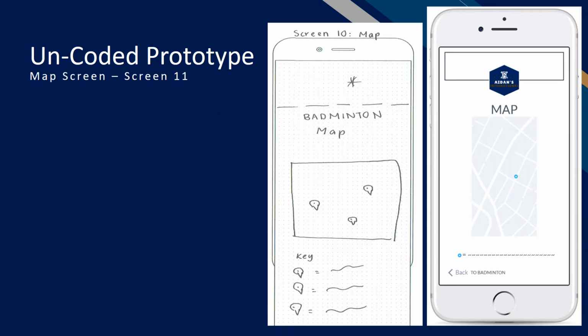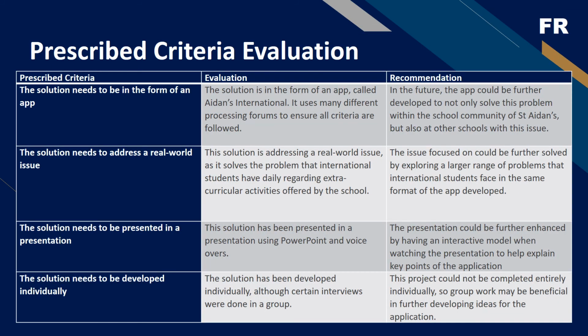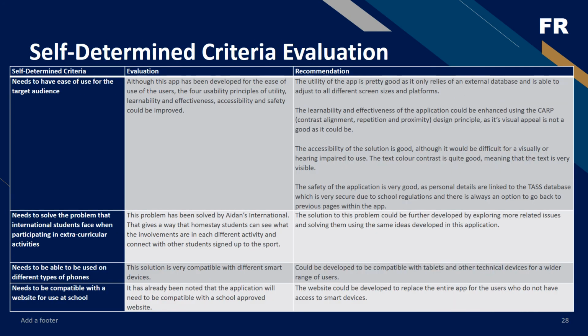The final activity page, the map screen, proved a successful design with no alterations mentioned. This is the final evaluation of the prescribed criteria, and here is the self-determined criteria final evaluation.